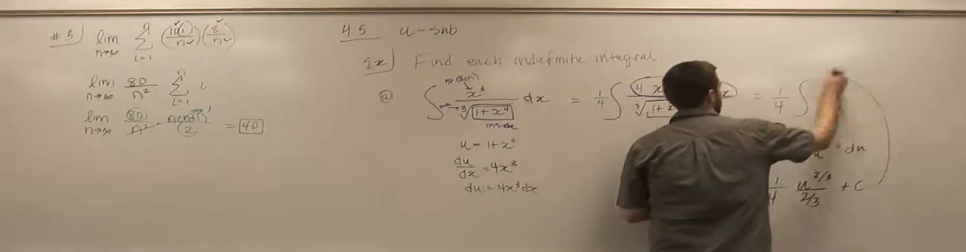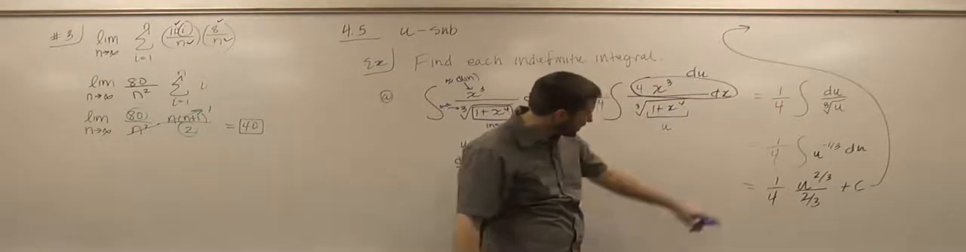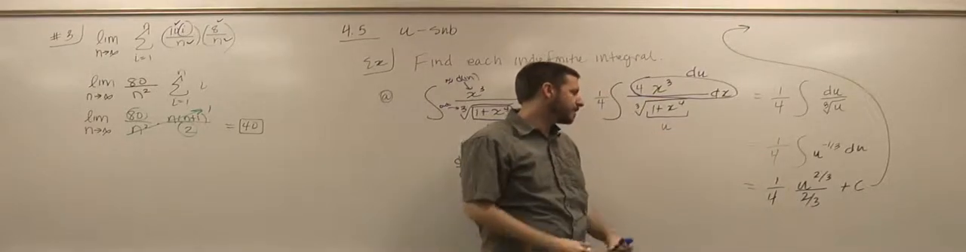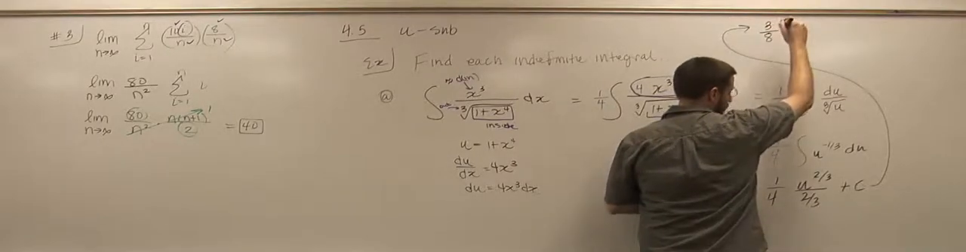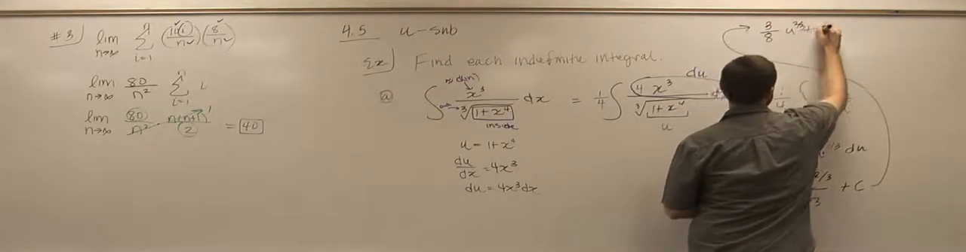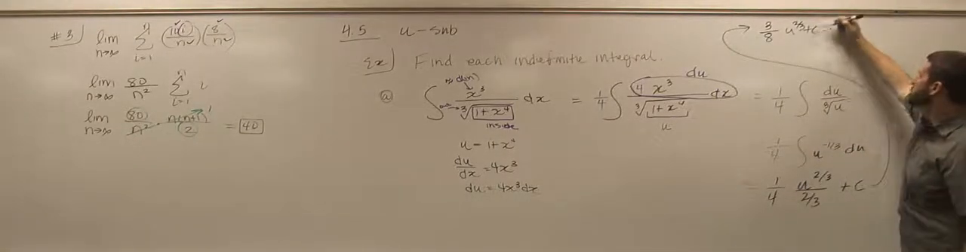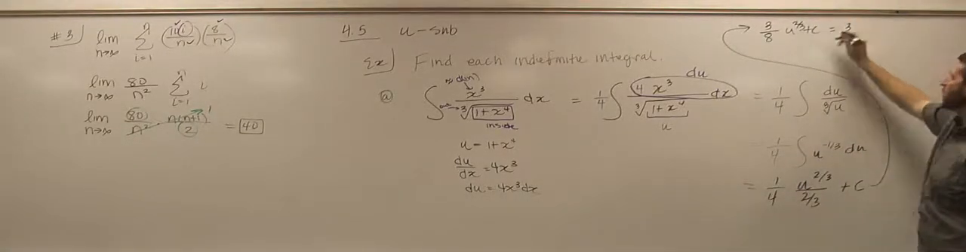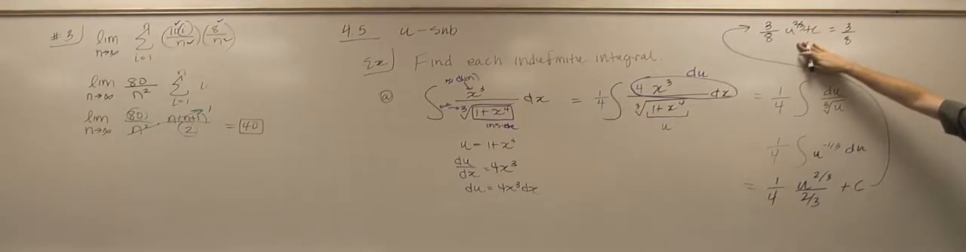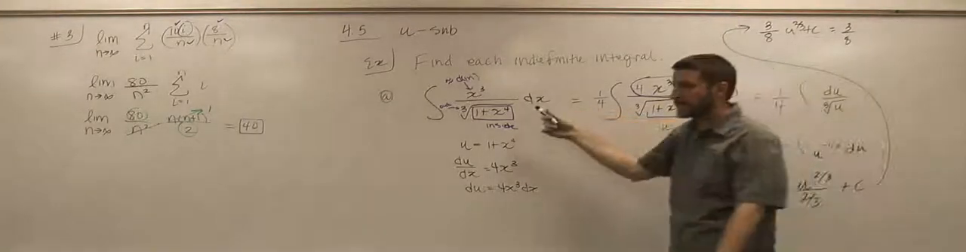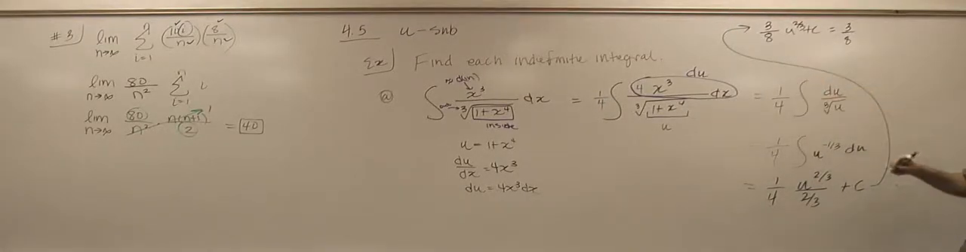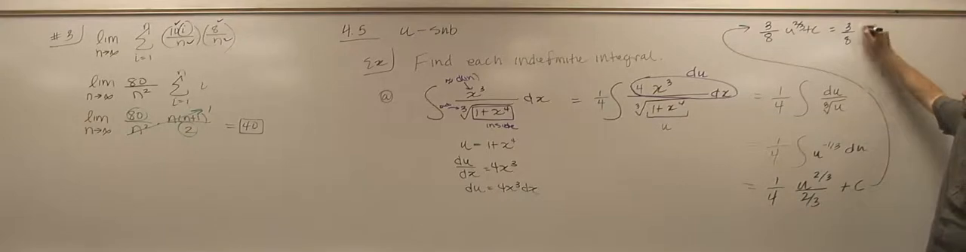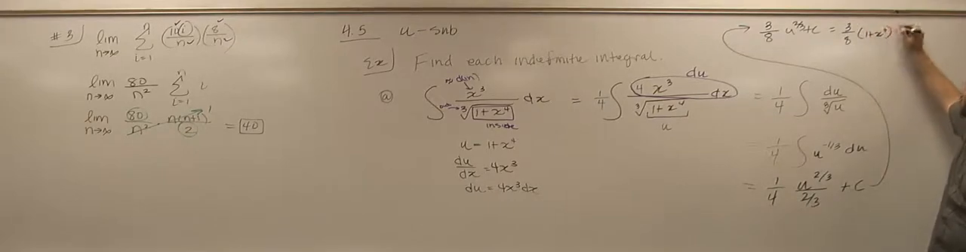Kind of ugly. This 2/3 can flip up as 3/2. So 3/2 times 1/4 will be 3/8. u to the 2/3 plus c, or 3/8. Is this my final answer? Circle that. No, what do I need to do? Get back to x's. If you start in x's, you got to end in x's. So I don't want a u in my final answer if I start with x's. So instead of putting u to the 2/3, I'm going to put 1 plus x to the 4th to the 2/3.